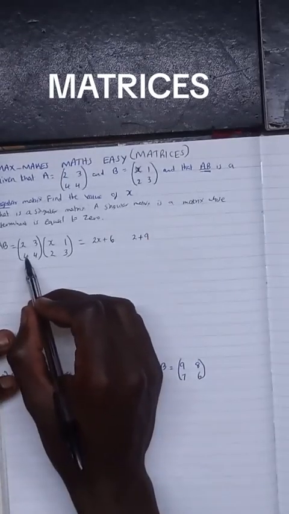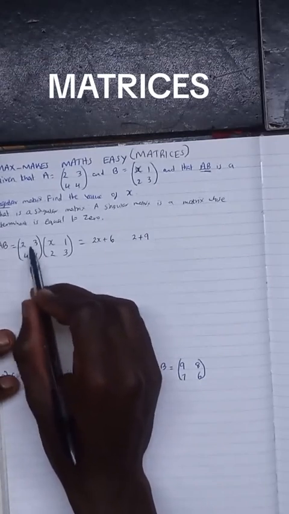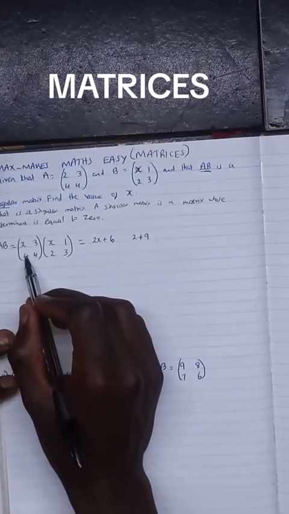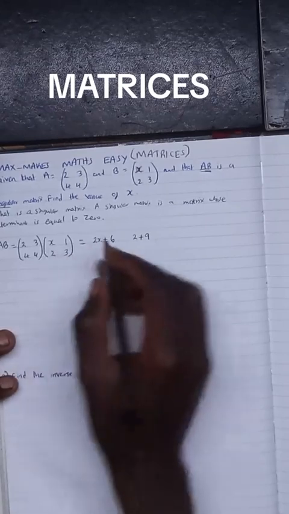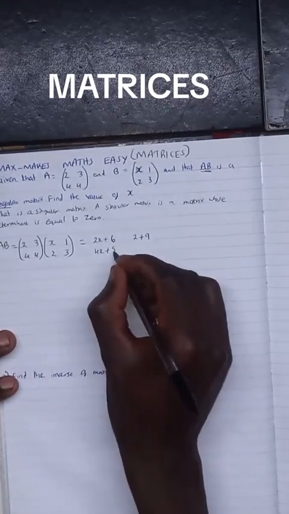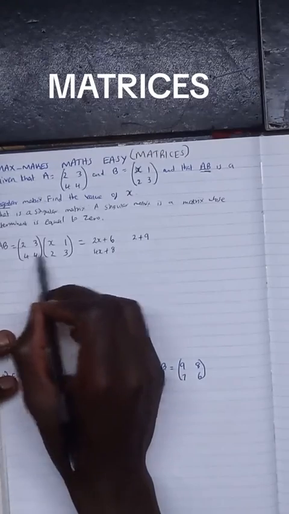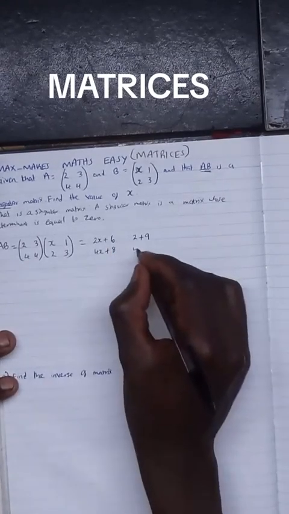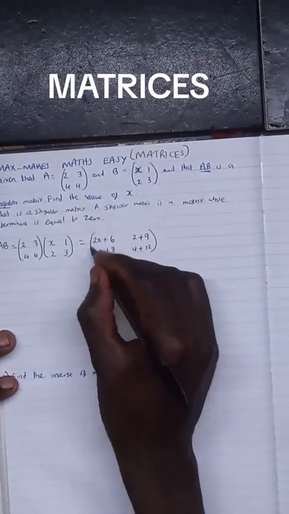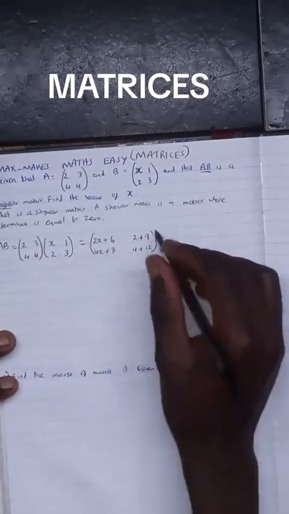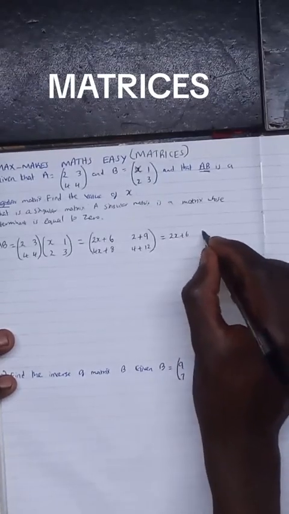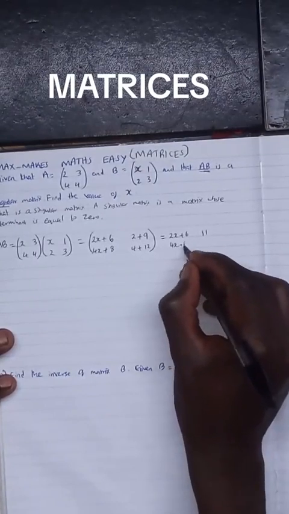Then we have finished the first row. We are going to deal with the second row of the first matrix A. So it is 4 multiplied by x, which is 4x, then plus 4 multiplied by 2, which is 8. The next column is 4 multiplied by 1, that is 4, then 4 multiplied by 3, that is 12. Now this is matrix AB. If we simplify matrix AB, we will get [2x plus 6, 11; 4x plus 8, 16].